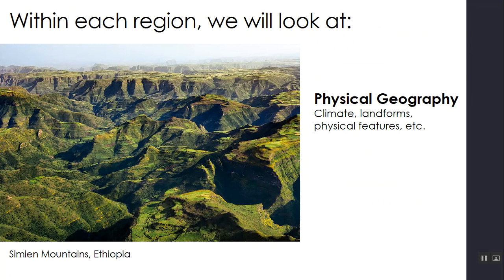And next, I'm going to go through within each region what we're going to be looking at. So the first thing we're going to look at in each region is the physical geography. These are the Simien Mountains in Ethiopia, which, while I did not take this picture, is a country that I have been fortunate enough to visit. And so when we look at each region, we're going to look at the climate. What is the weather and climate like there? Landforms, is it mountainous? Physical features, etc. Is it a desert? Is it a rainforest? Is it a mix of both?